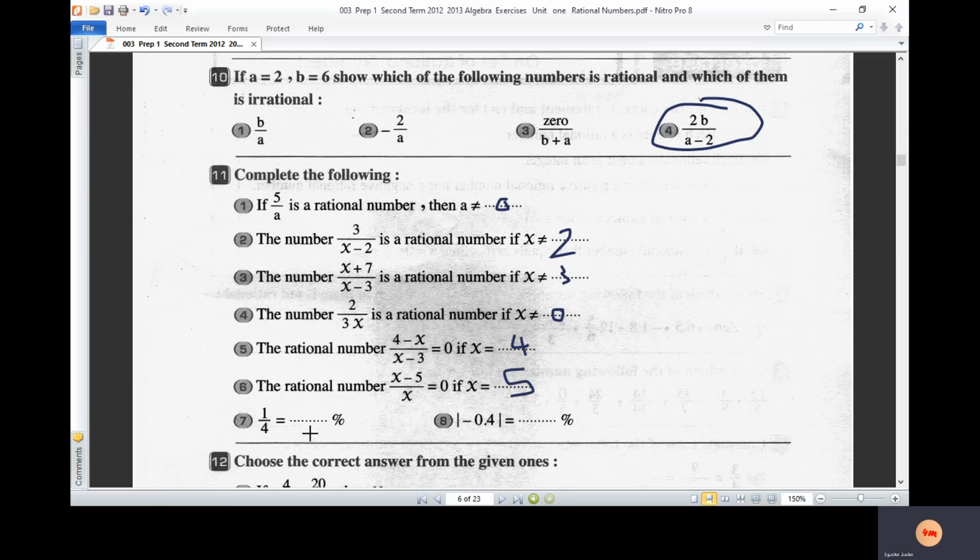Change quarter to be percentage. Quarter equals blank percent. You know that quarter as a decimal equals 0.25. You will multiply by 100, you will get 25%. Absolute value of negative 0.4 will be positive 0.4, then multiply by 100, it will be 40%.